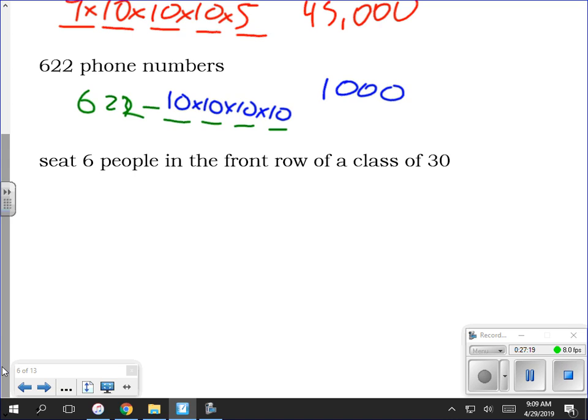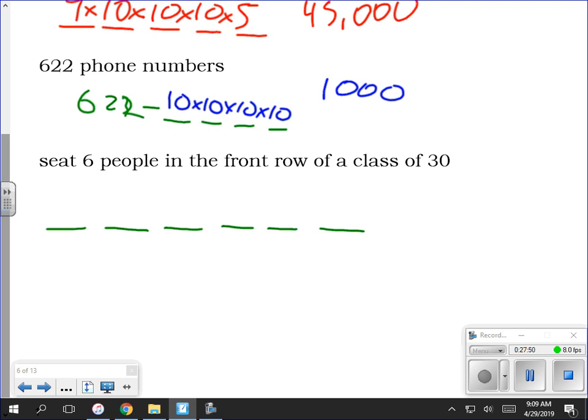Okay. You want to seat 6 people in the front row of a class of 30. So I got 30 students, and I want to fill in the front row. How many ways can I fill in the front row? Just randomly pulling names. So I've got 1, 2, 3, 4, 5, 6 seats in the front row, and all I'm worried about is the front row. I'm assigning seats. I want to pick the 6 kids here.